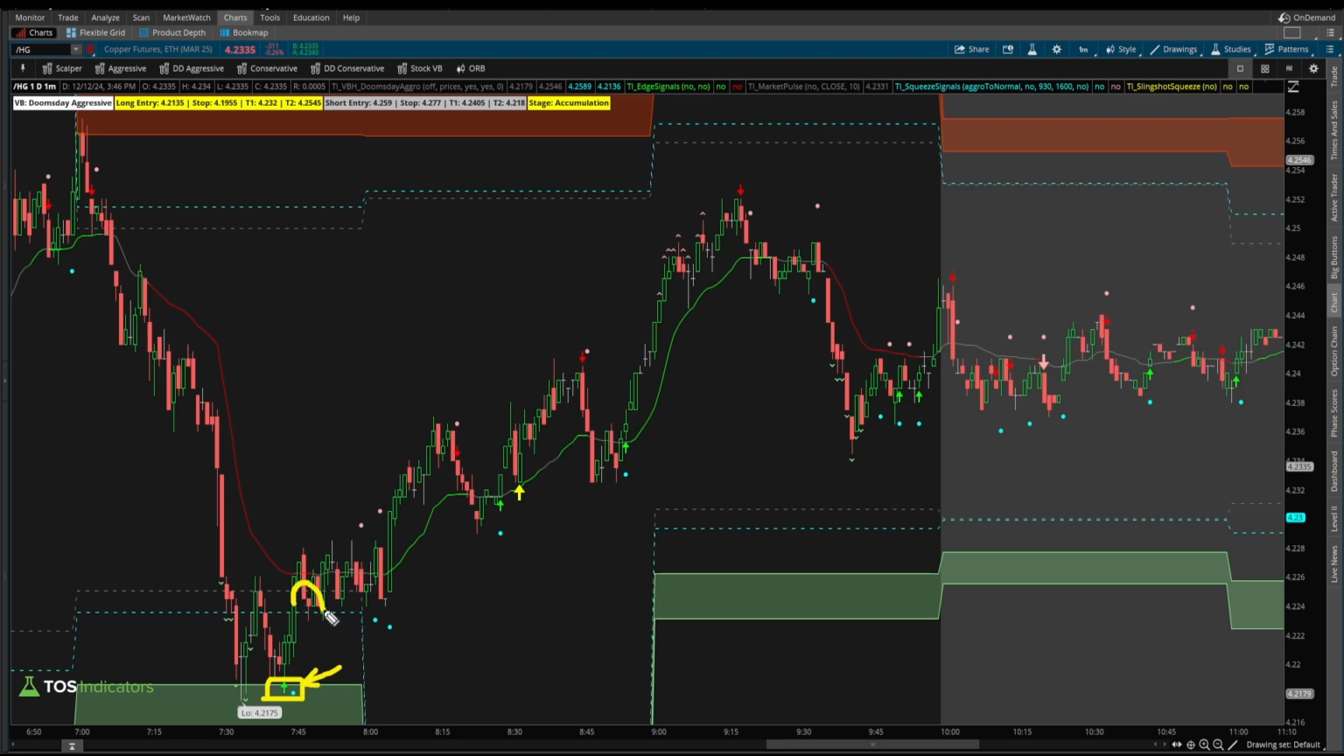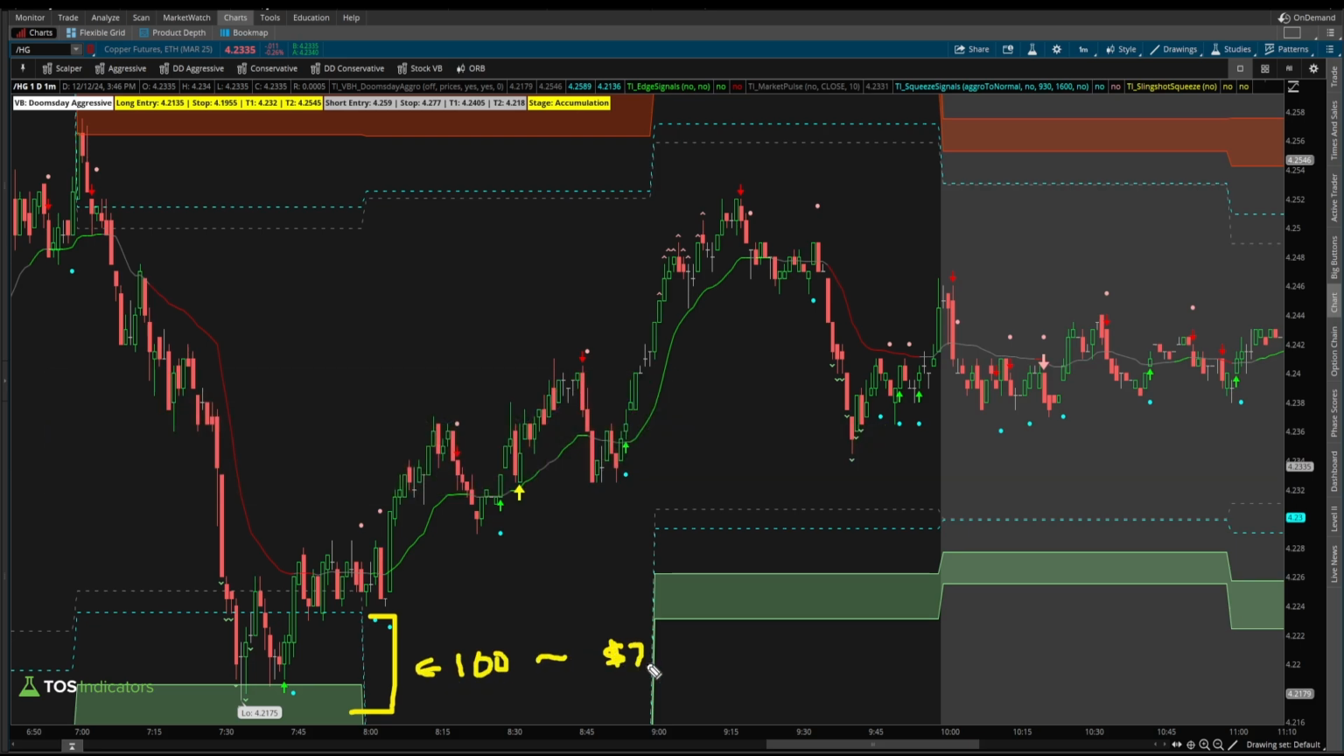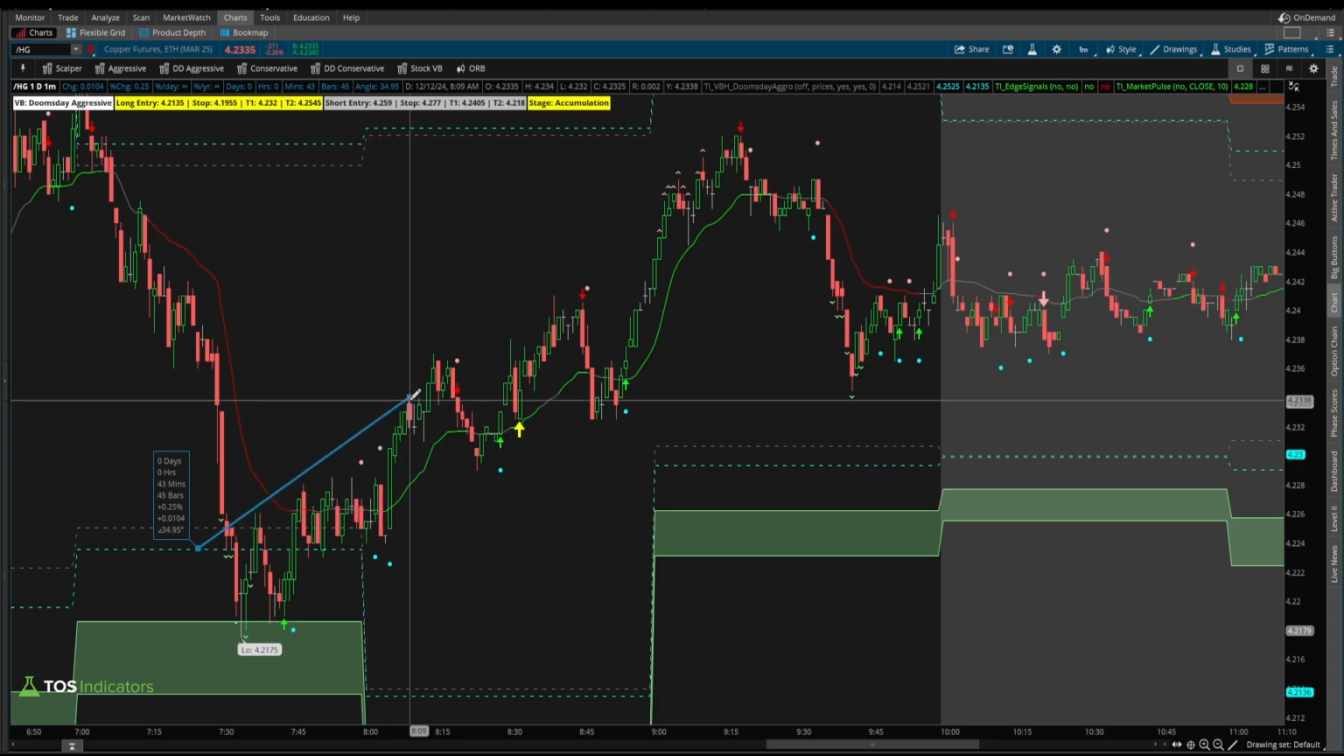Now in both cases, we got the opportunity to enter at the cyan line, and in some cases even better than that. The risk on this particular trade was 100 ticks. Now 100 ticks represents about $250 per full-size contract, and that's what we were looking for in the first target move, which was hit in this red candle right here. So the first target, again, the same amount that we risk, which is from the cyan line to the outer edge of the clouds, hit in this red wick right here of the red candle.